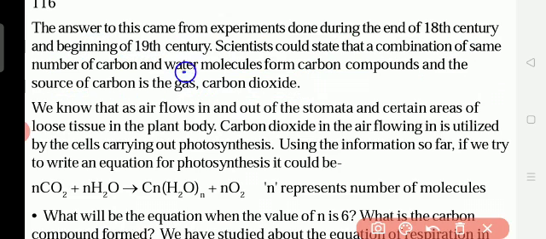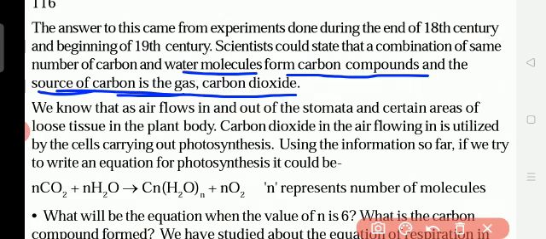Water molecules form carbon compounds, and the source of carbon is the gas. Which gas? Source of the carbon is what for the plants? Carbon dioxide. And we know that air flows in and out of the stomata and certain areas of loose tissues in the plant body. We know very well about the stomata in the plant. In class 9th you did the practical, no? So stomata is present where? Behind the leaves stomata is present.